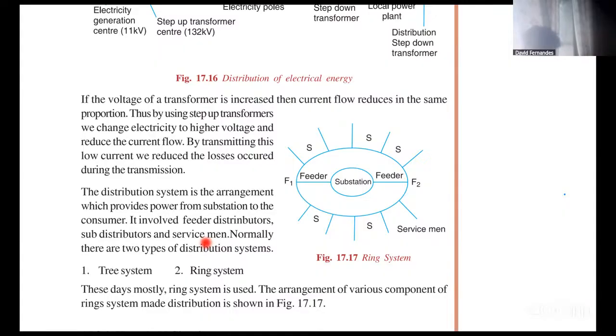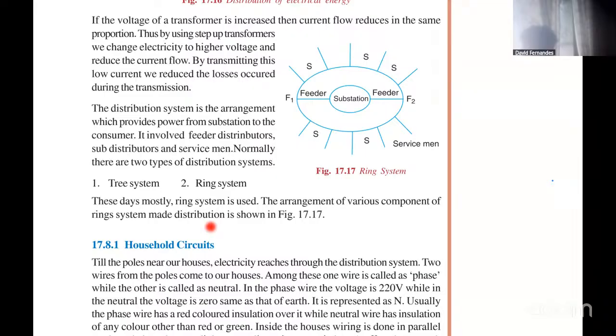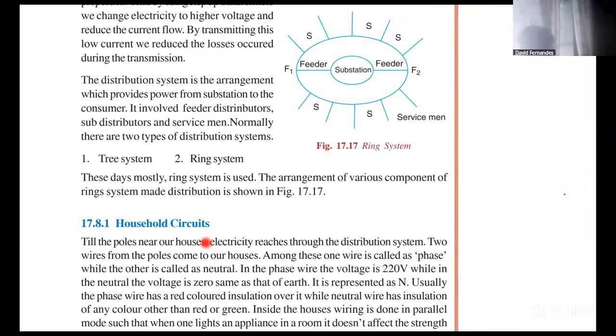distributors, sub-distributors, and servicemen. Normally, there are two types of distribution systems: tree system and ring system. These days, mostly the ring system is used. The arrangement of various components of the ring system made by distribution is shown in figure 17.7.